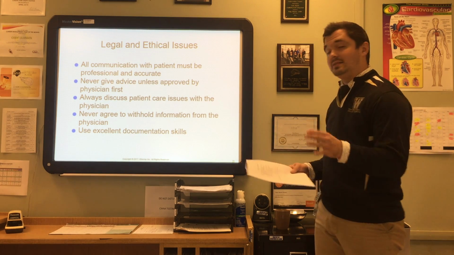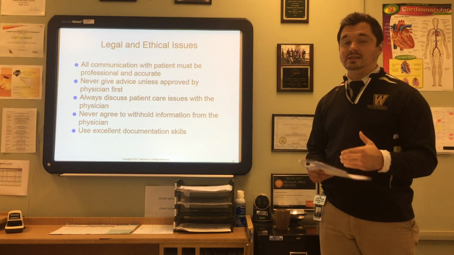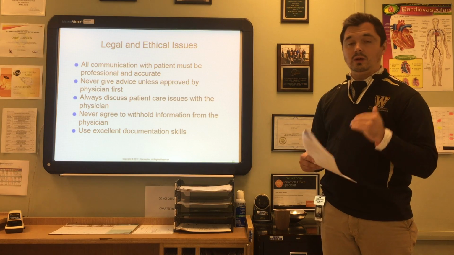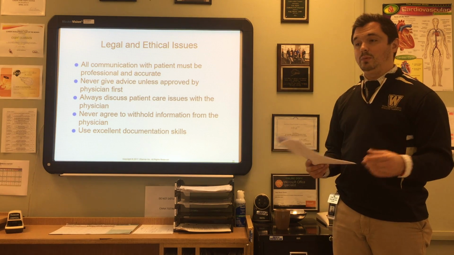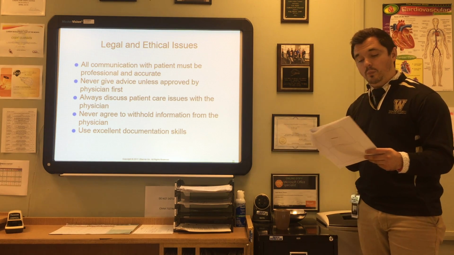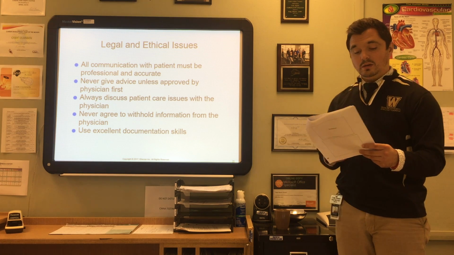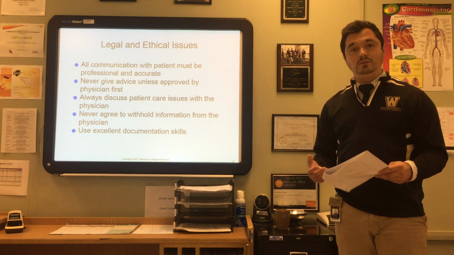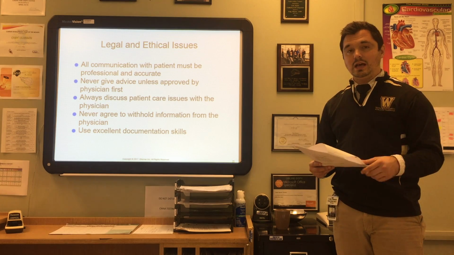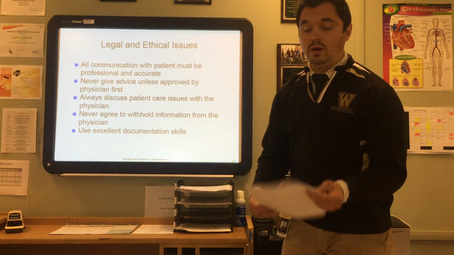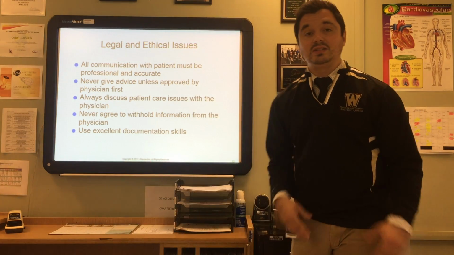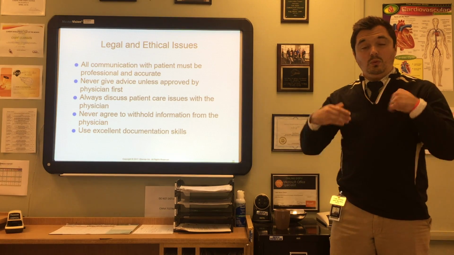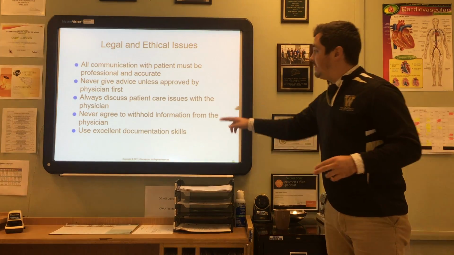And then, of course, use excellent documentation skills. Documentation is key in this career field. You have to be able to document everything properly. Remember that an open, trusting relationship with a patient helps prevent legal issues in the future. Establishing that at the first visit really goes a long way to patient satisfaction and the way you treat your customers. So that is it for this section.